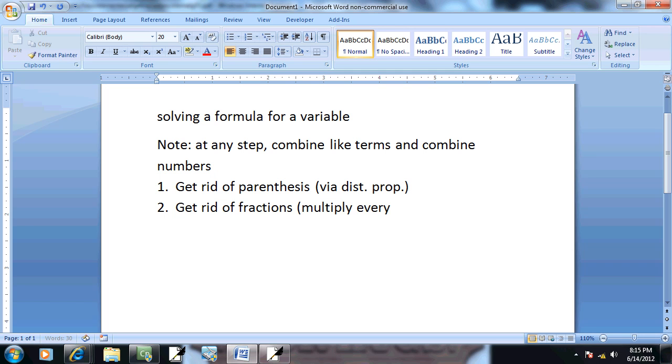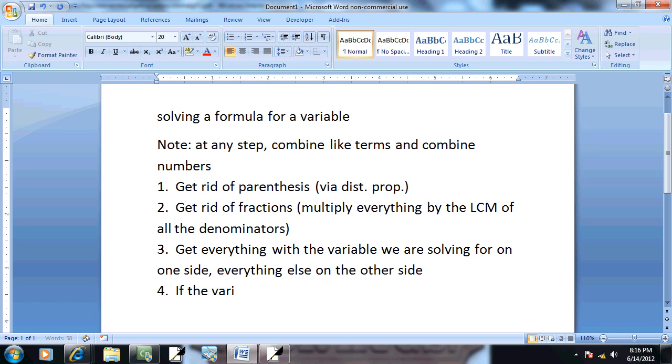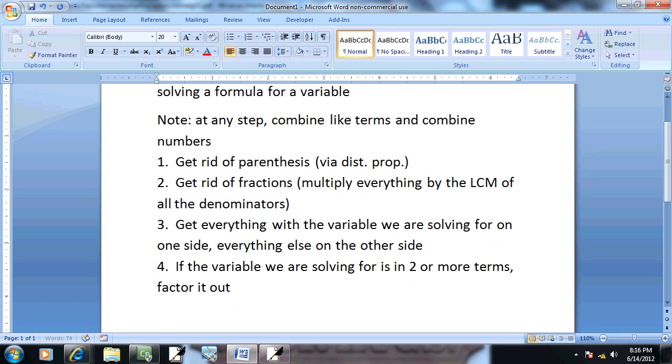And we multiply everything by the LCM of all the denominators. Step 3, get everything with the variable we are solving for on one side, everything else on the other side. Step 4, if the variable we are solving for is in 2 or more terms, factor it out. And step 5, divide both sides by what is in front of or back of the variable we're solving for.